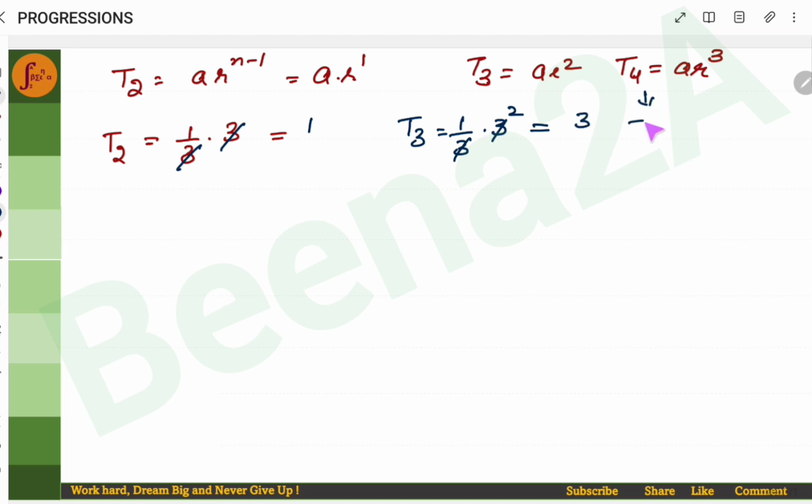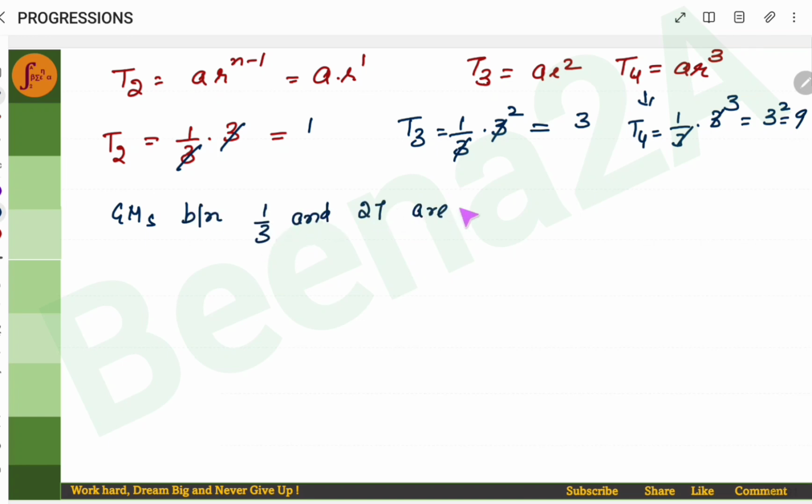Now we'll find the fourth term. A is 1 by 3. R is 3, 3 cube. So 3 and 3 will get cancelled. We'll be left with 3 square, which is 9. So the geometric means between 1 by 3 and 27 are 1, 3 and 9.